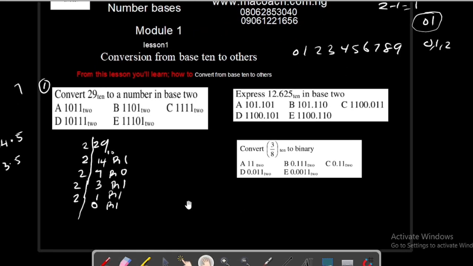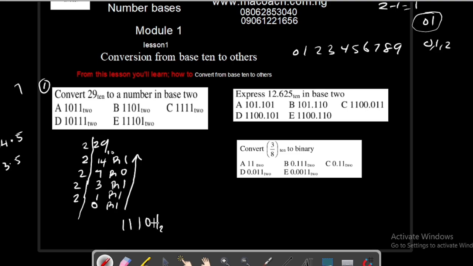Now to get your answer, since you're converting by dividing by 2, the remainder is our answer. You write the remainders from the bottom to the top, not from the top to the bottom. So the first number is 1, the second is 1, the third is 1, the fourth is 0, and the fifth is 1. They are in base 2. So when converting 29 in base 10 to base 2, we have 11101 in base 2.